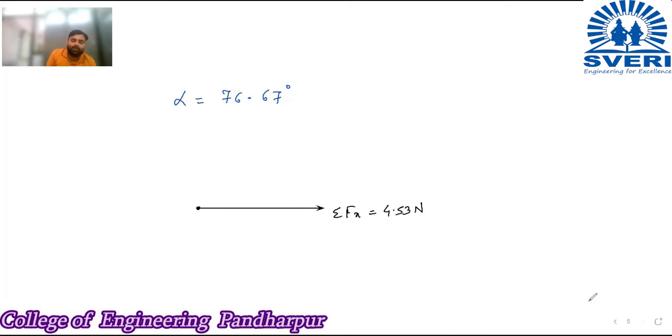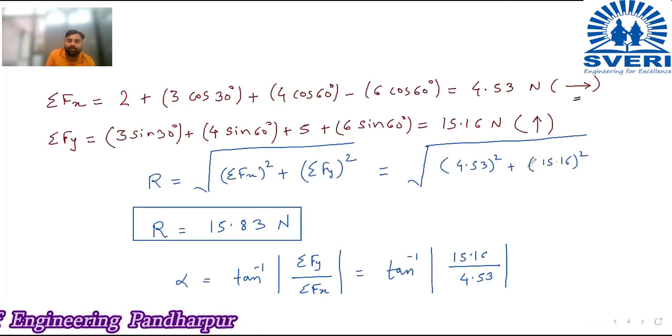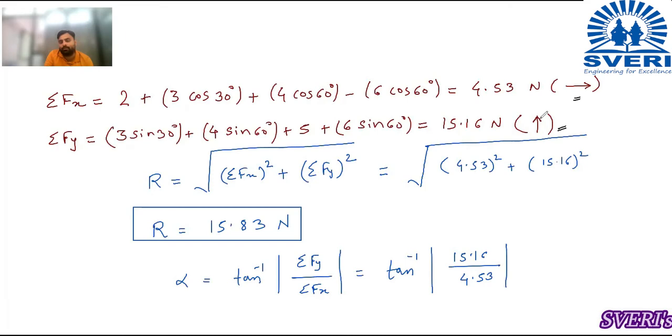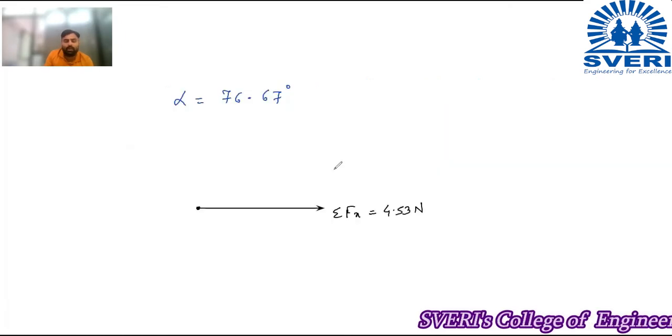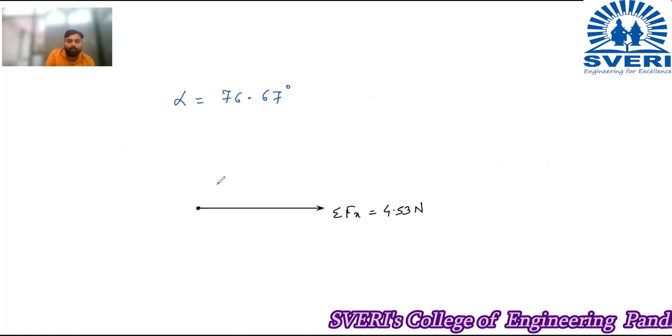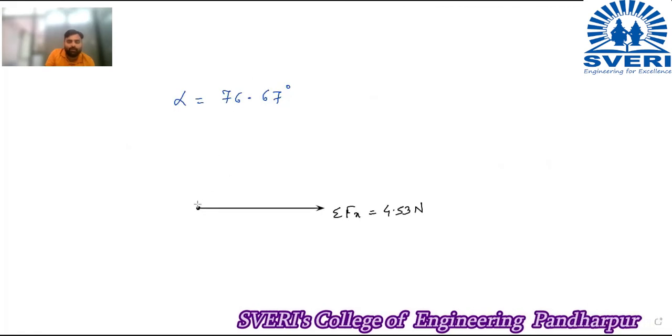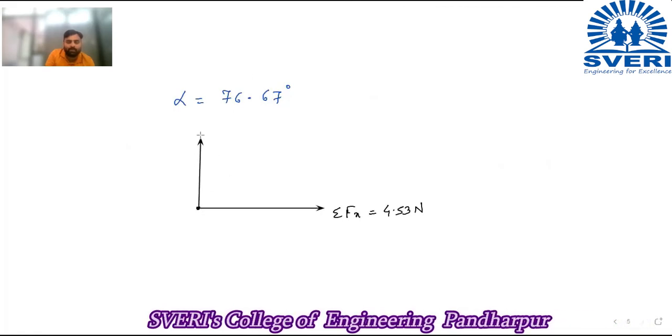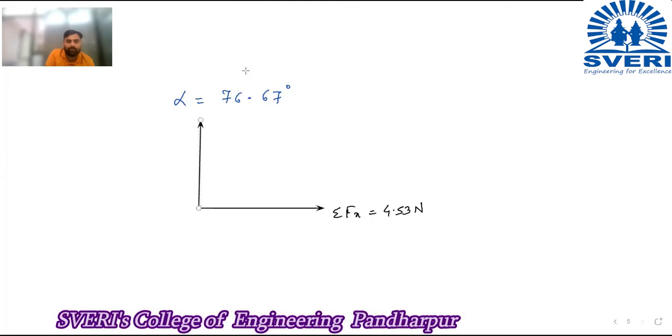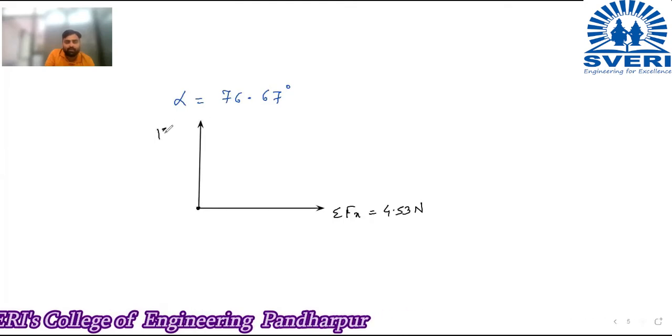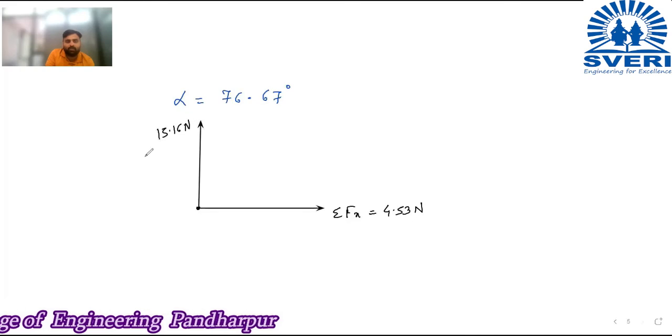Okay. Now next, if we go back, you can see summation fy. Summation fy is again positive and its direction is upward. Its value is 15.16, so it is moving upward. So I will plot summation fy from the same point, like this, in the upward direction. It is 15.16 Newton. This is your summation fy.